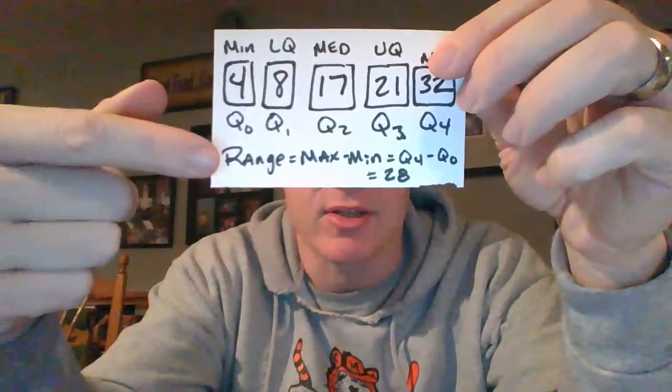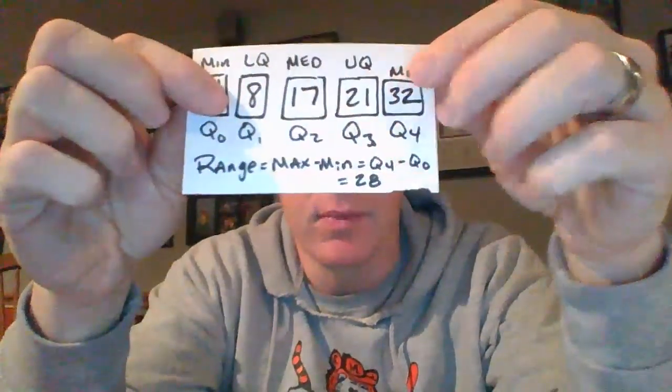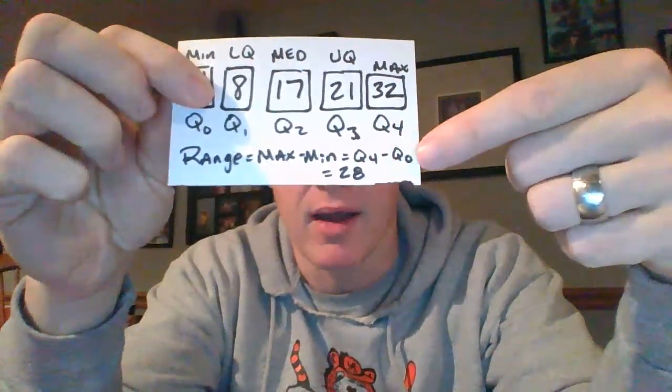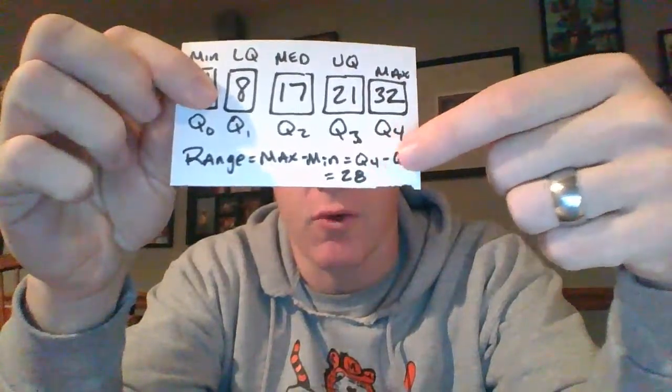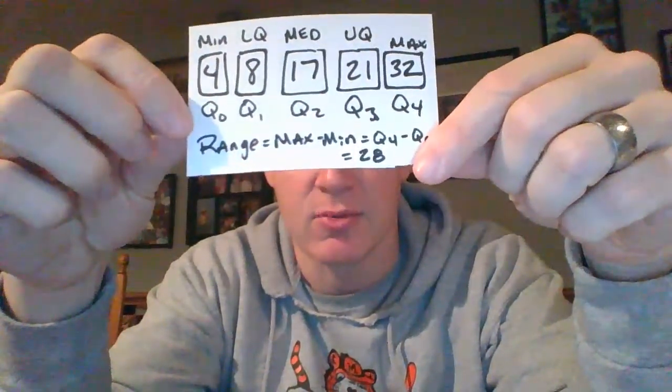And down here at the bottom, I'm just noting that your range is going to be the maximum minus the minimum. So you've got Q4 minus your initial quartile, or Q4 minus Q0, which in this case ends up being 28, 32 minus 4. All right, easy stuff.